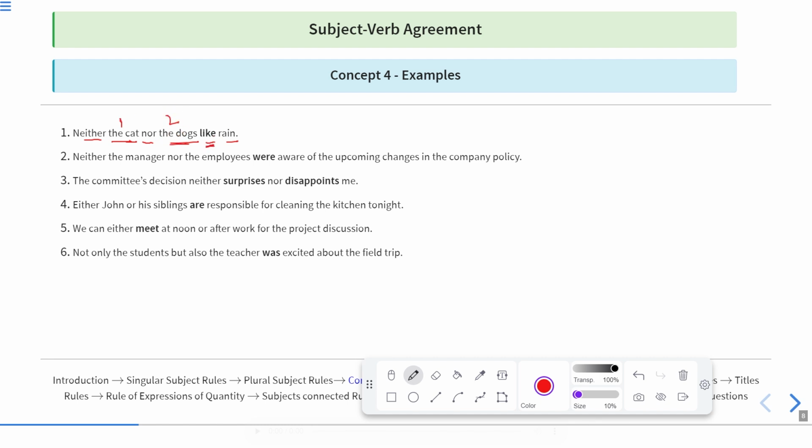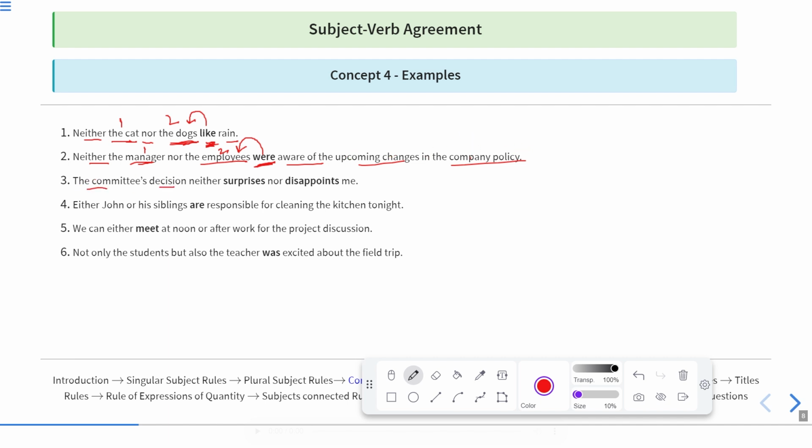Okay, but we have used the word "like" according to the word "dogs" over here, and dogs are plural. Okay, next one is: "Neither the manager nor the employees were aware of the upcoming changes in the company policy." Now, "the manager" is the first subject, and "the employees" is the second subject. We have used "were" according to the nearest subject, which is "employees". Okay, were aware of the upcoming changes in the company policy.